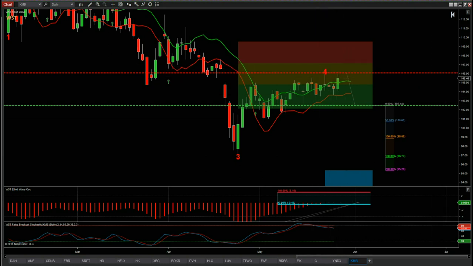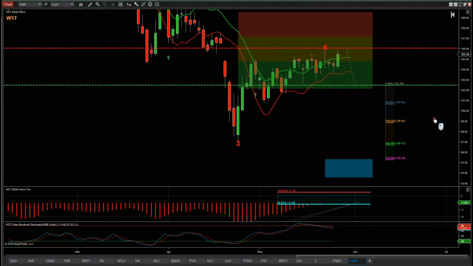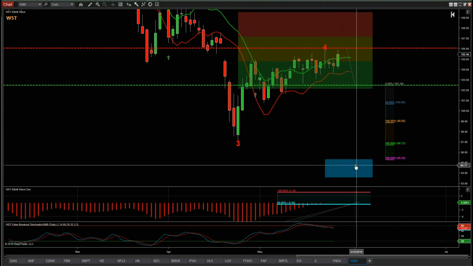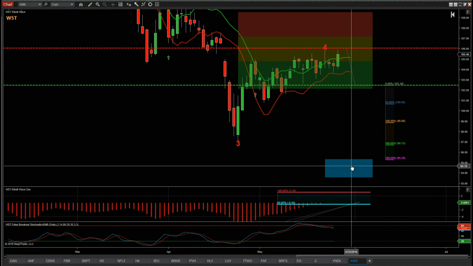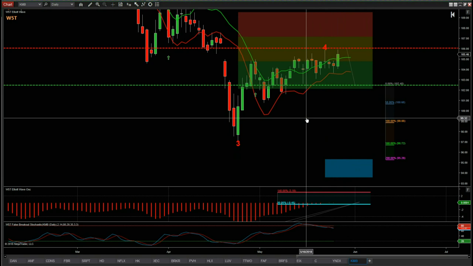The probability zones, the wave 4 in this case has found resistance in the amber zone, so that's got an 80% probability it's going to go on and make a new wave 5 low into our automated target zones down here in blue. So let's have a look at the entry very, very quickly. Got to keep this simple.